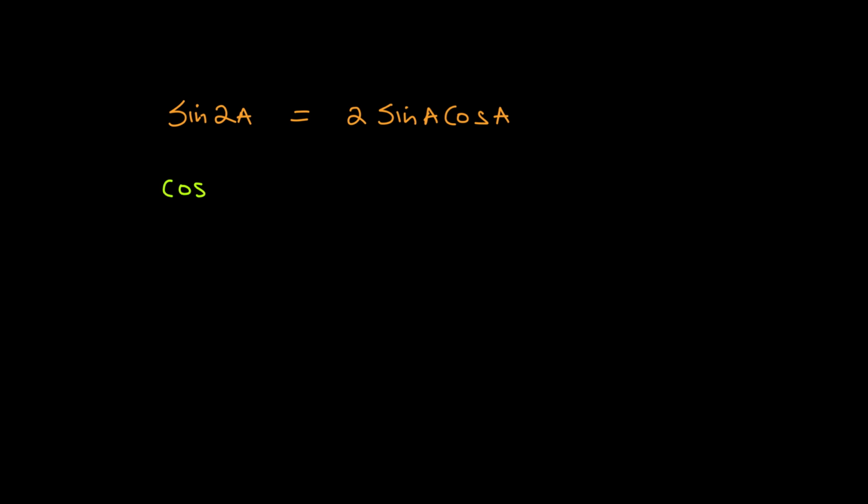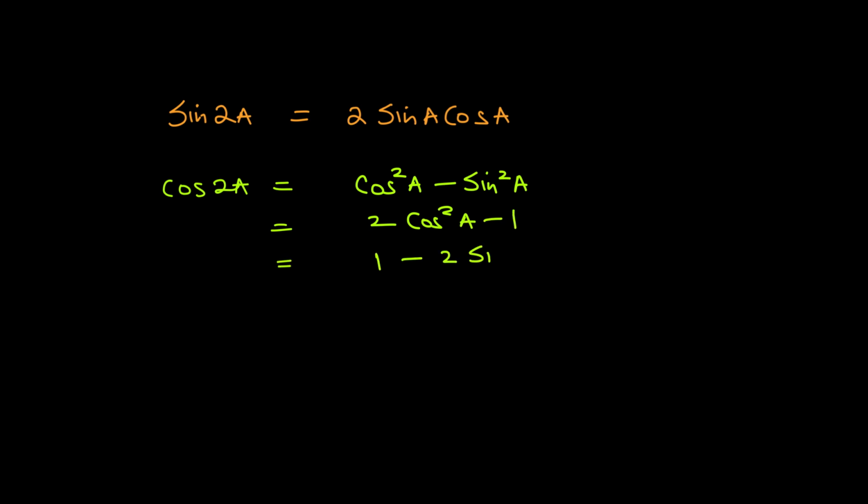Cosine 2A, there are three formats. That is cosine squared A minus sine squared A. It can also be written as 2 cosine squared A minus 1. It can also be written as 1 minus 2 sine squared A. And the third one is for tangent. Tangent 2A is 2 tan A divided by 1 minus tan squared A.